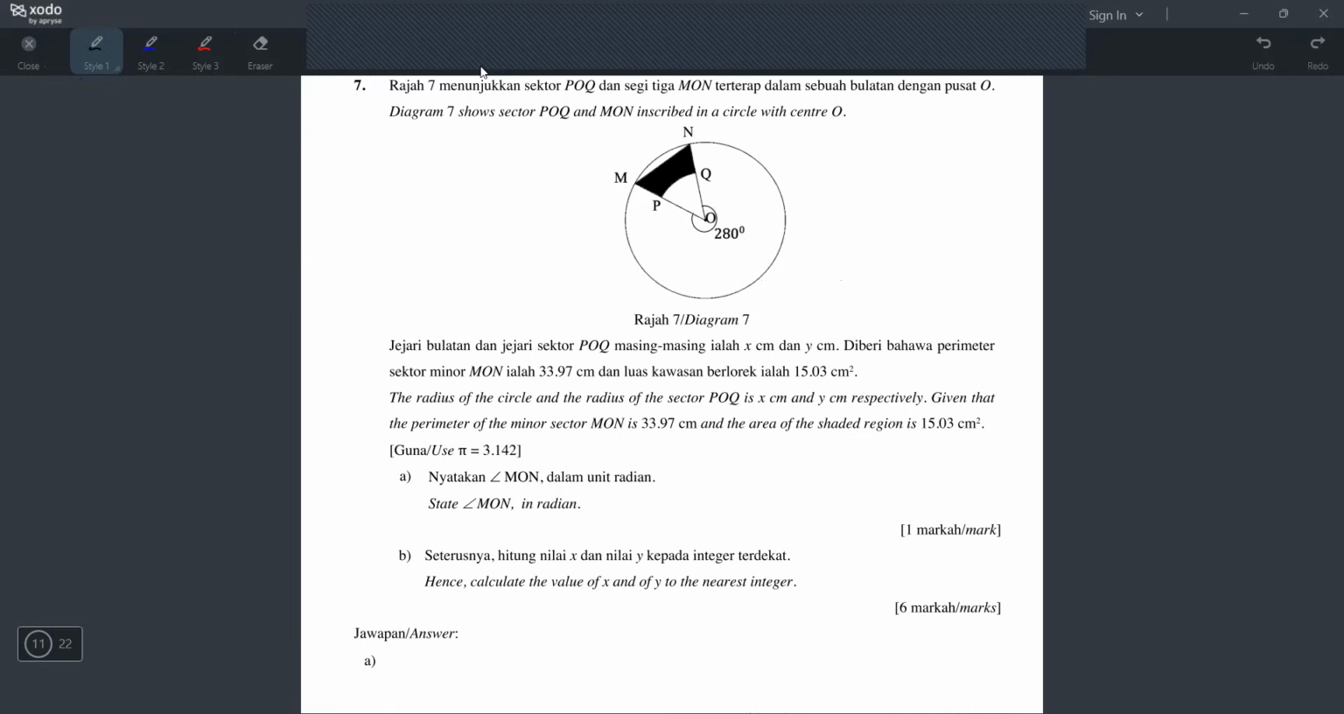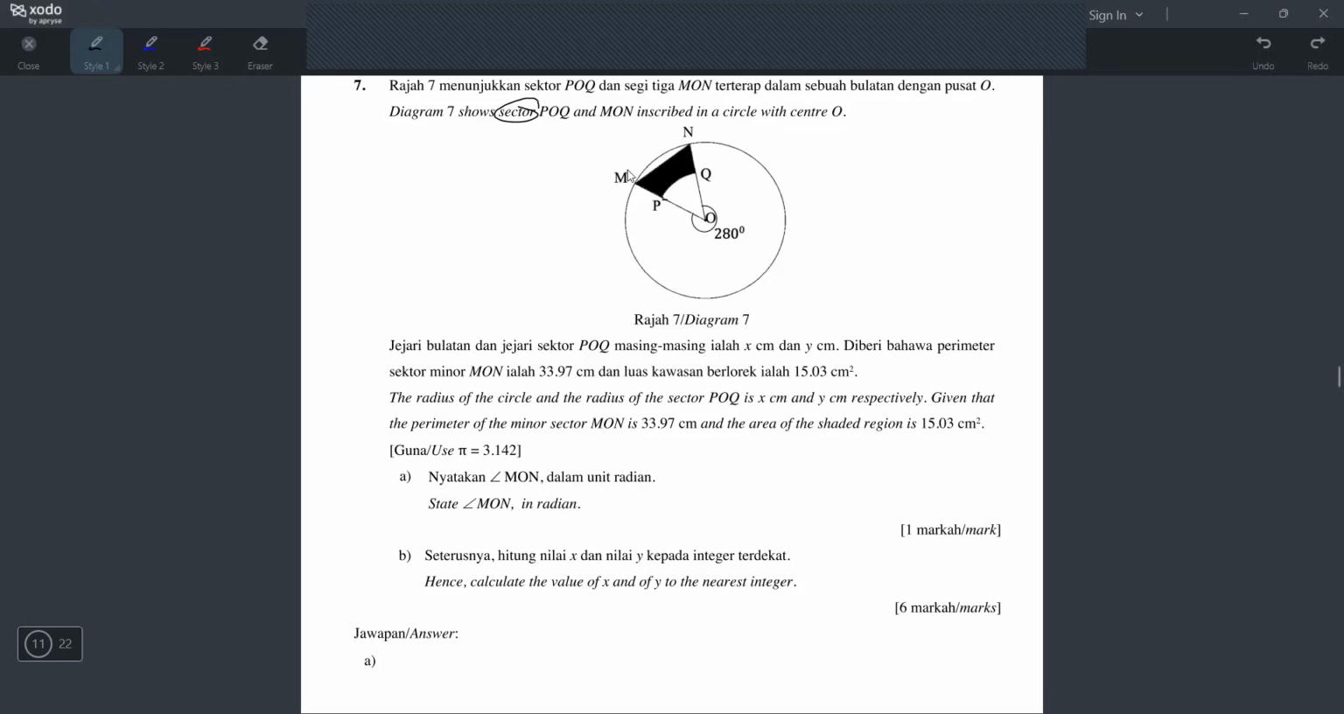Okay, let's continue with question 7. So what chapter is this question? It's the circular measure chapter, right? Okay, let's read the question. Diagram 7 shows sector POQ. Okay, a sector shape consists of 3 lines, 2 radii and 1 arc. So POQ, I think is talking about this shape, right? This is the sector POQ.